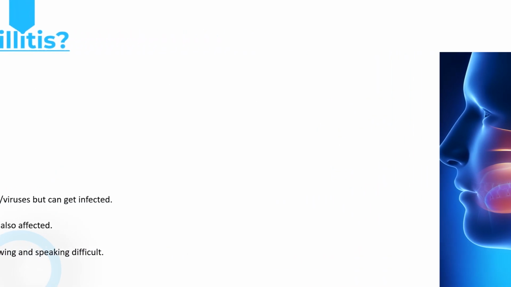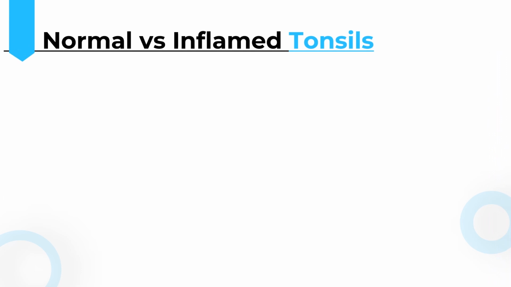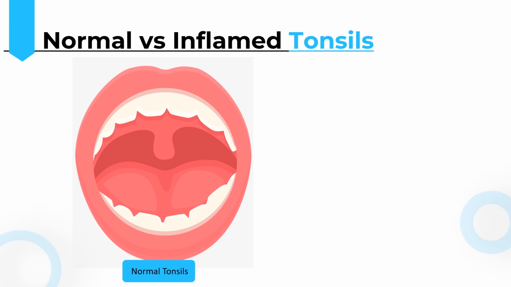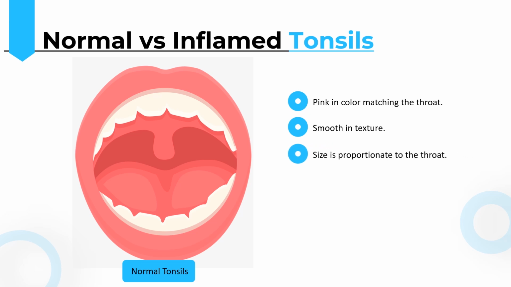The main differences between normal tonsils versus inflamed tonsils are related to their appearance, size, and associated symptoms. Normal, healthy tonsils are generally pink in color, matching the surrounding tissue of the throat. They are smooth in texture, though small natural indentations or crypts may be visible on their surface. Their size is proportionate to the throat, without any noticeable swelling or enlargement, and they do not obstruct the airway.